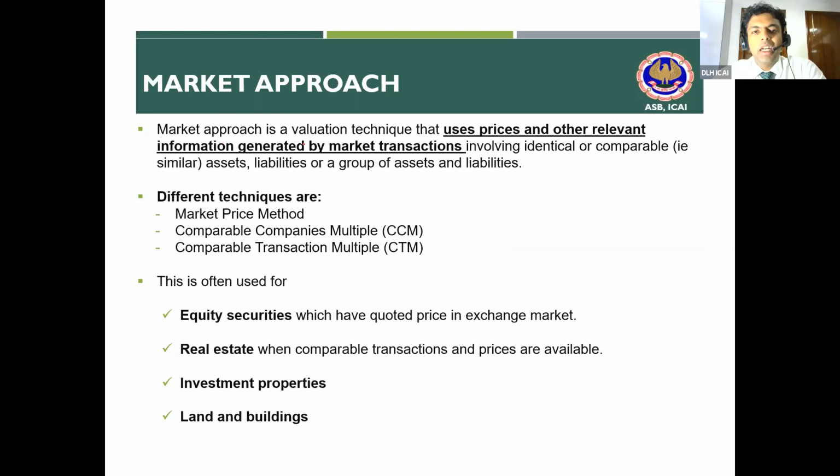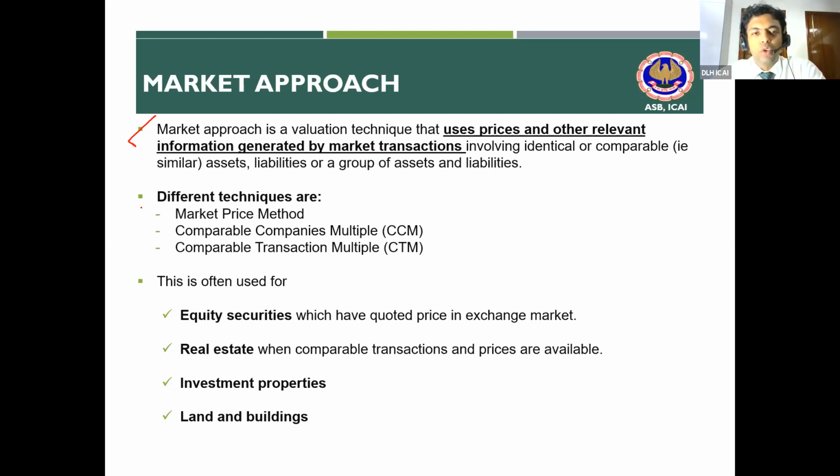So what is market approach? Market approach is a valuation technique that uses the price and other relevant information generated by the market transaction, right? So market approach is nothing but a market price. That means the valuer has to obtain the market price of a particular transaction, whether it is for shares, whether it is for an asset or liability, right? So market approach is nothing but a market price. That means the price to be taken from the market, right?